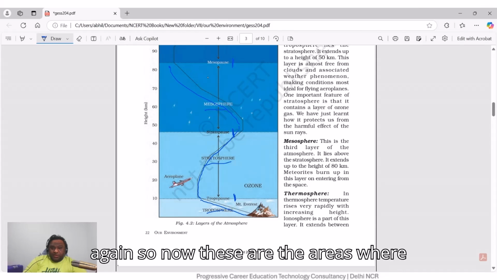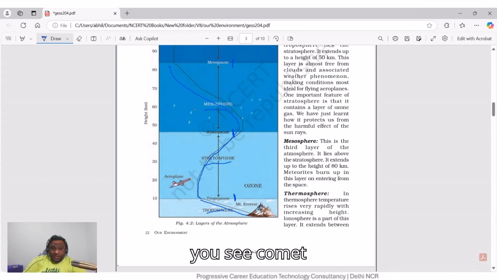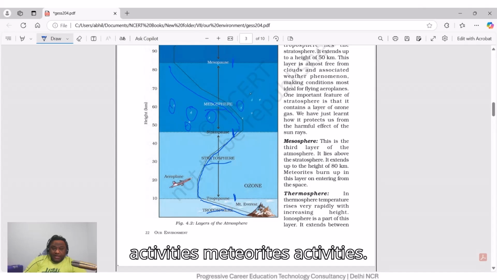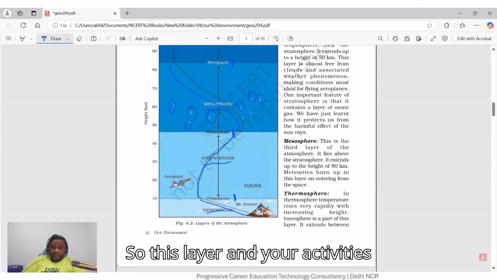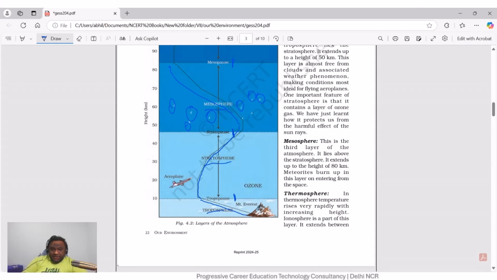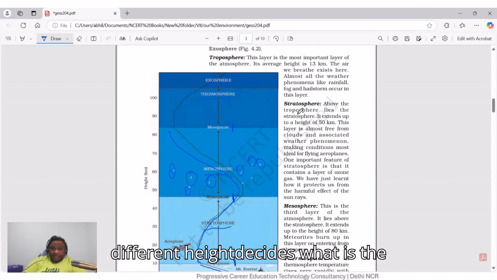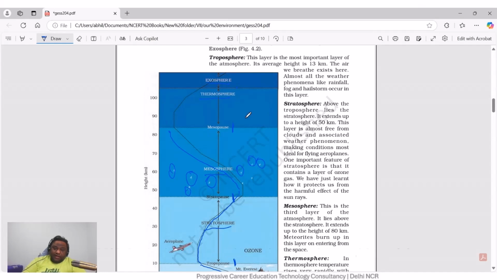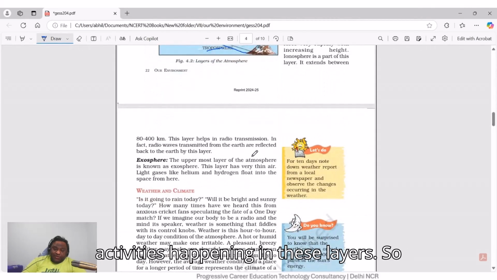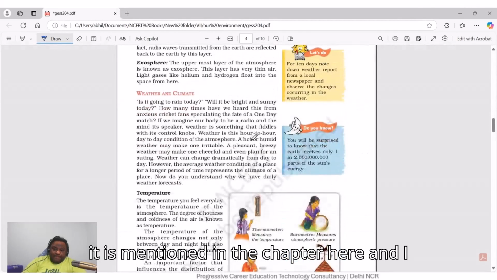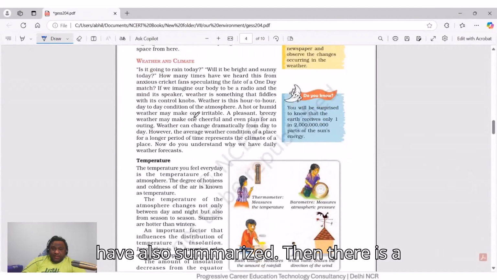Now these are the areas where you see comet activities, meteorite activities. So the layers and their activities at different heights decide what each layer is performing as. So what are the activities happening in these layers? It is mentioned in the chapter here, and I've also summarized.